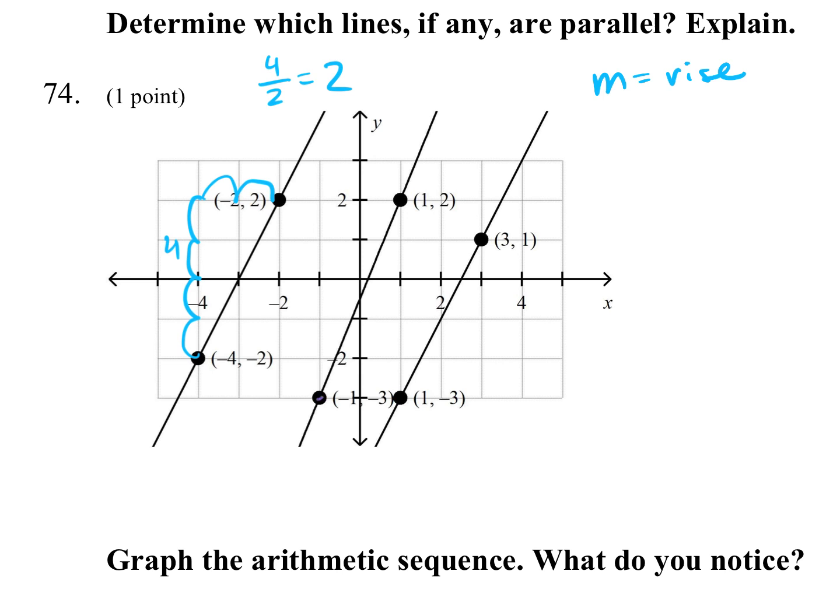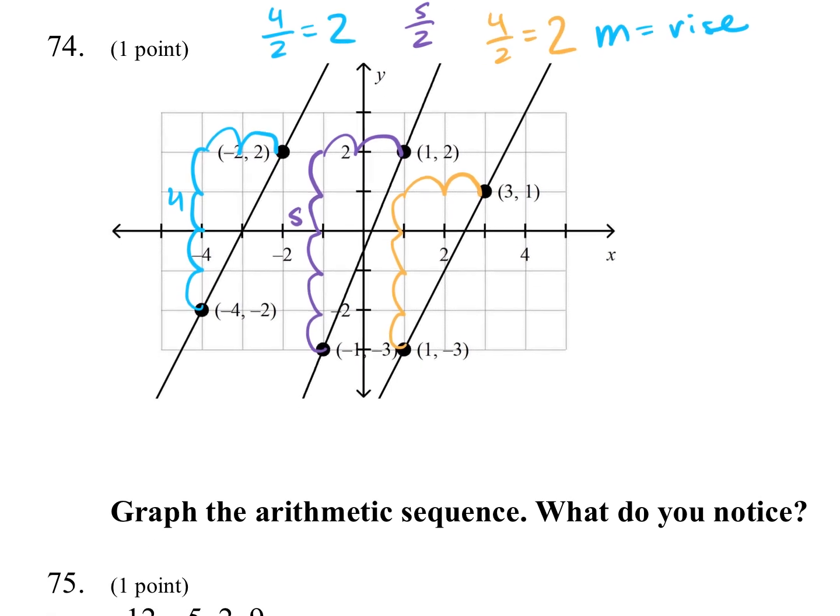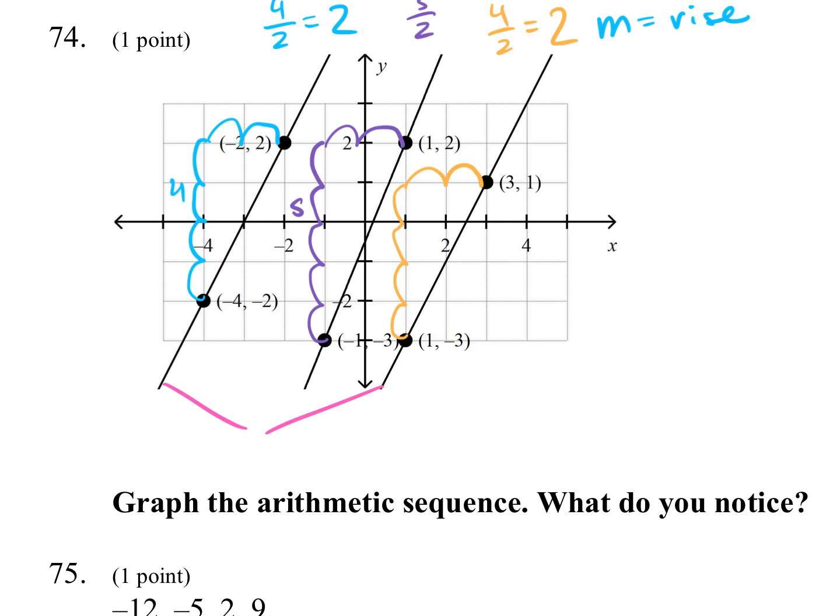So let's look at the second line. I go up 1, 2, 3, 4, 5, and I go to the right 2. So this would be 5 over 2. I can't simplify that, so it would just be 5 over 2. Do these two have the same slope? No, so they're not parallel. Let's check the third line. I go up 1, 2, 3, 4, and to the right 2. So that would be 4 over 2, which simplifies to 2. So which two lines are parallel? The first and the third. So these are parallel, because they have the same slope.